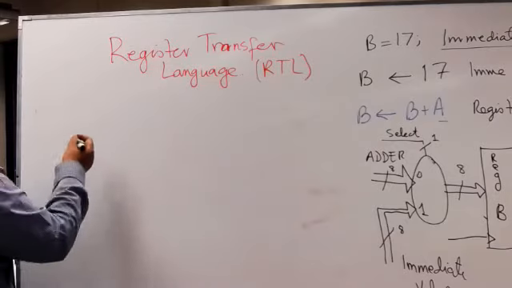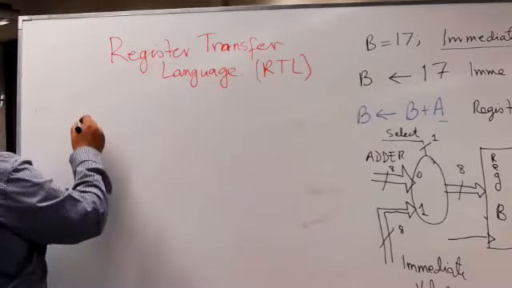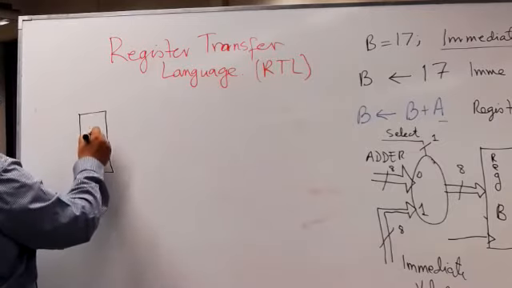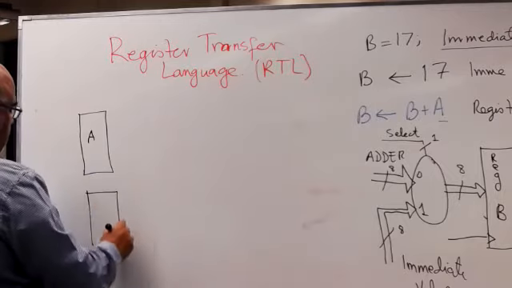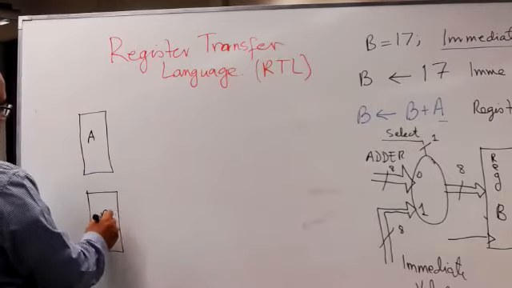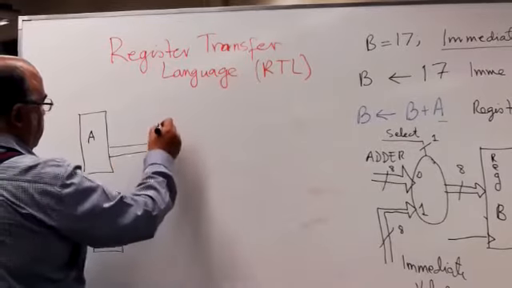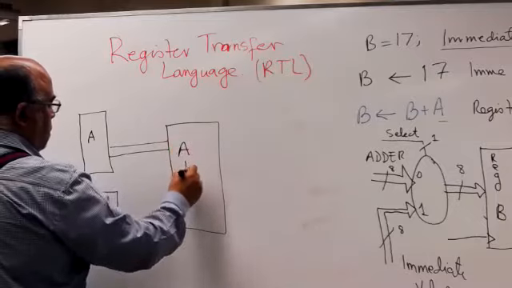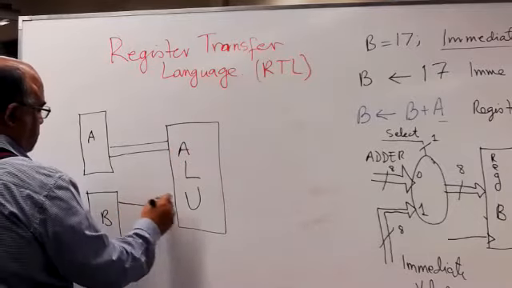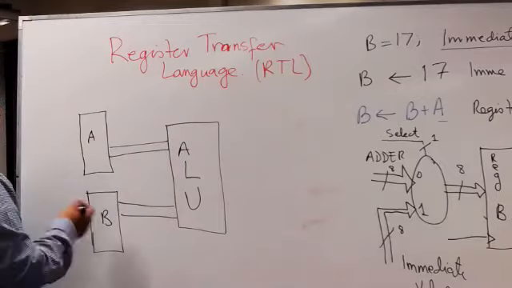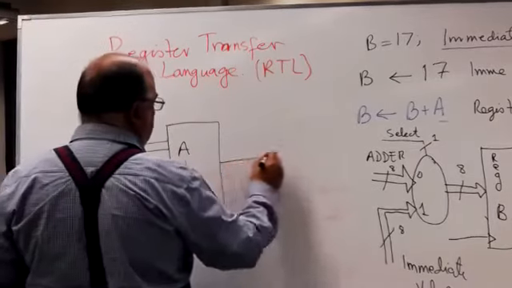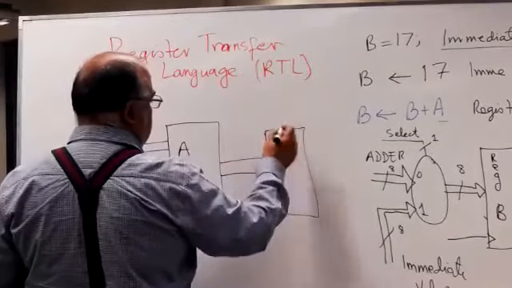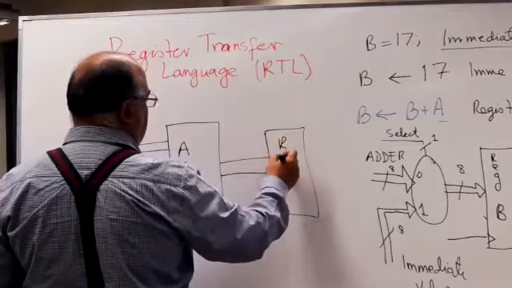So if I use this circuit, there are usually many registers, but I just assume that there is this register called A, there is this register called B, and data goes from these registers to adder, to ALU. Now this is also register to register transfer. Output of this goes to another register, result register or register कह लें.